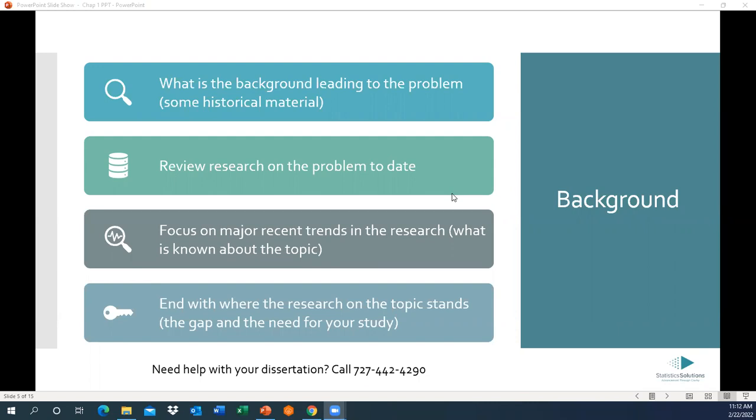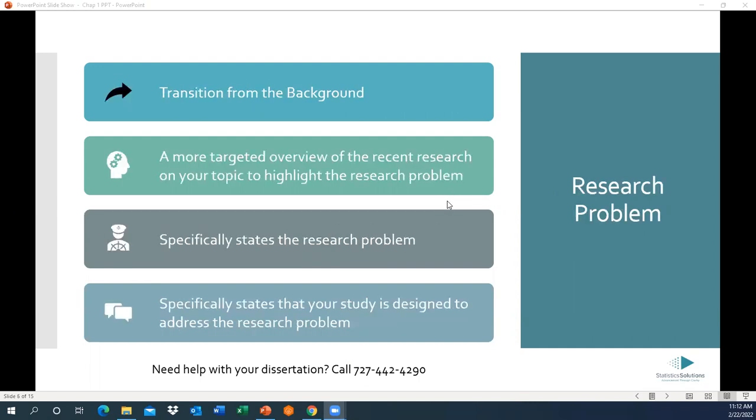And it should end at the gap in the literature, or the need for your study, which leads into the research problem. This background helps you build the case for what has gone before, and then what still needs to be done. Which leads into the research problem, which is a more targeted discussion of the recent research on your topic, to highlight the research problem.